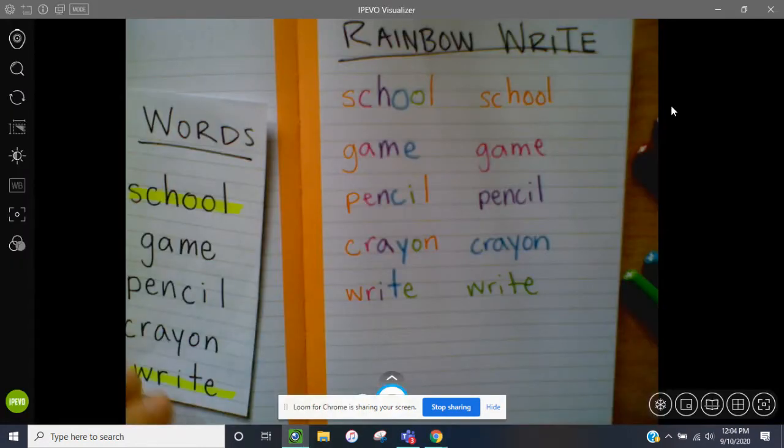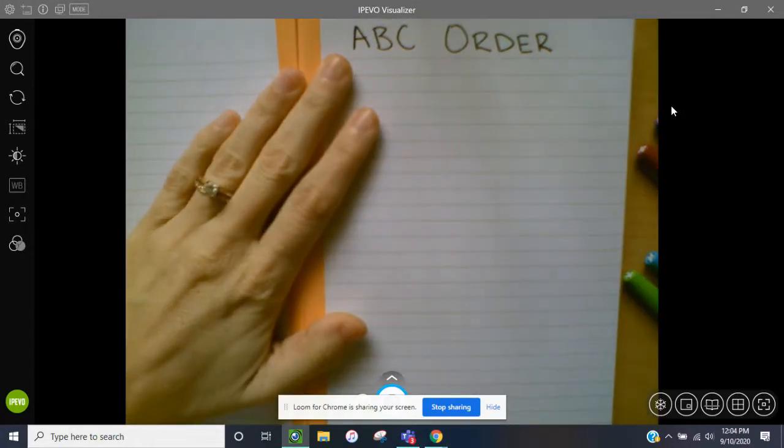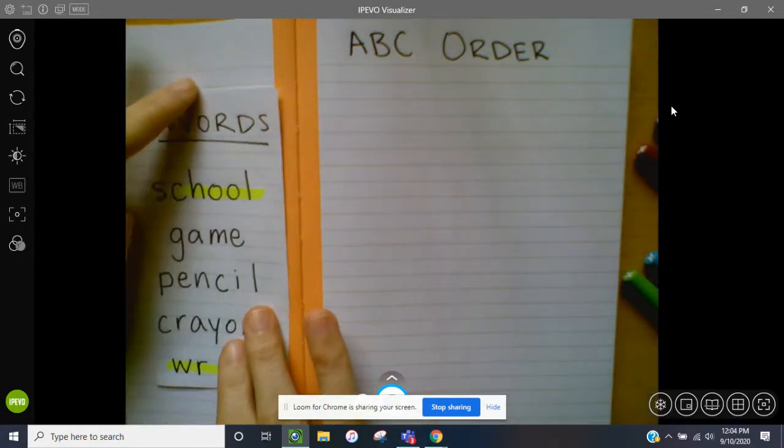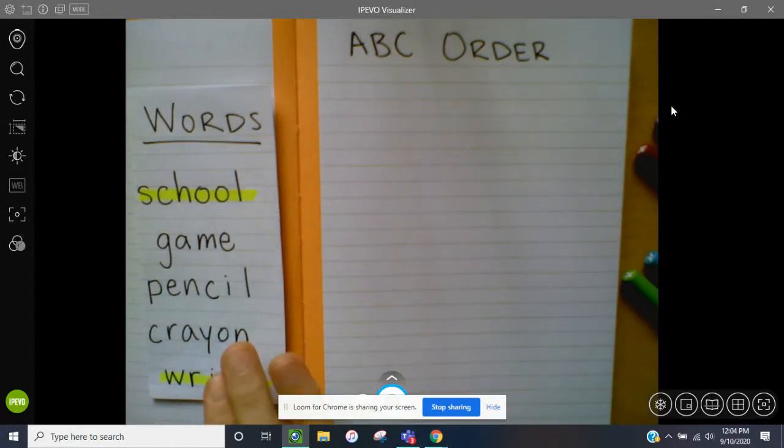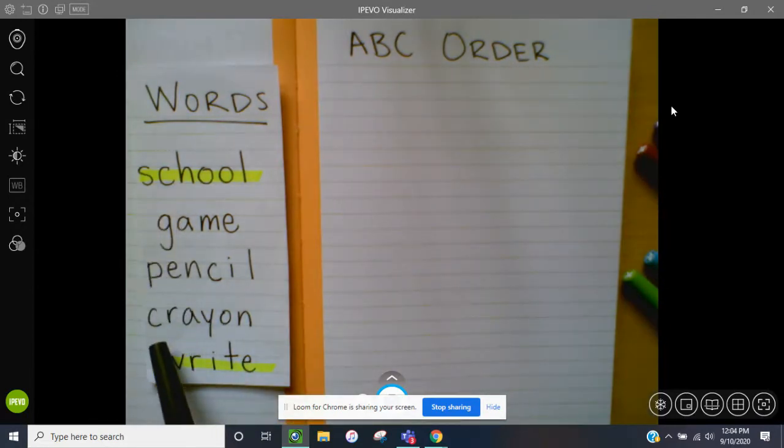Now let's look at the last way to study our spelling words. The last way is to put them in ABC order. So what I do is I look at my list of spelling words and I have to write them in ABC order. ABC order means alphabetical order. That means that I'm going to look at the first letter and I'm going to see which has the first letter of their word that comes at the beginning or first in the alphabet.